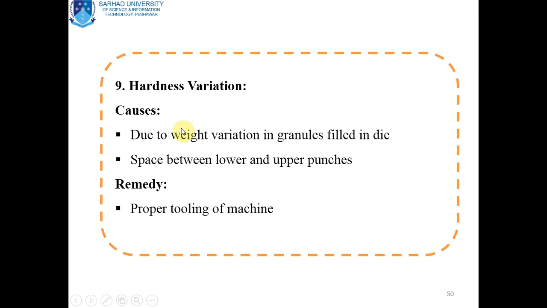Hardness variation. The cause of the hardness variation is weight variation and granules filled in the die and the space between lower and upper punches, resulting in the hardness variation. The remedy for controlling the hardness variation is proper tooling of the machine.